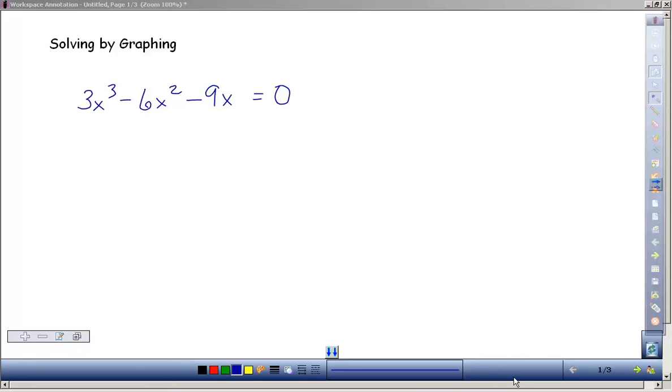So, now what we want to talk about is solving polynomial equations, and today we're just going to focus on solving by graphing and solving by factoring. Over the next couple of days, we'll then discuss how we can solve any polynomial.